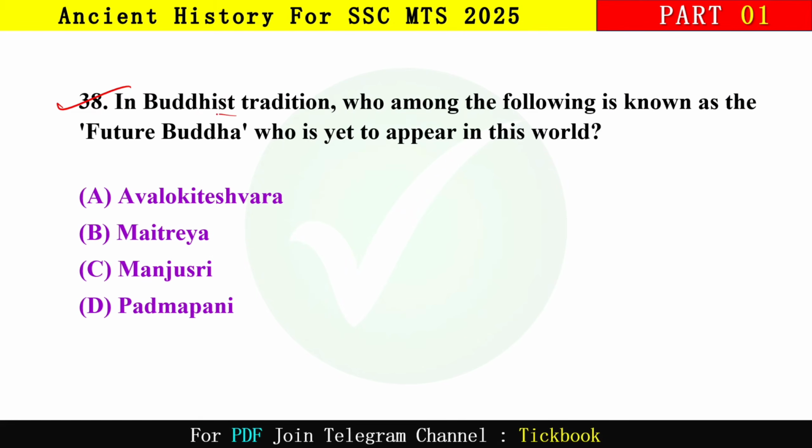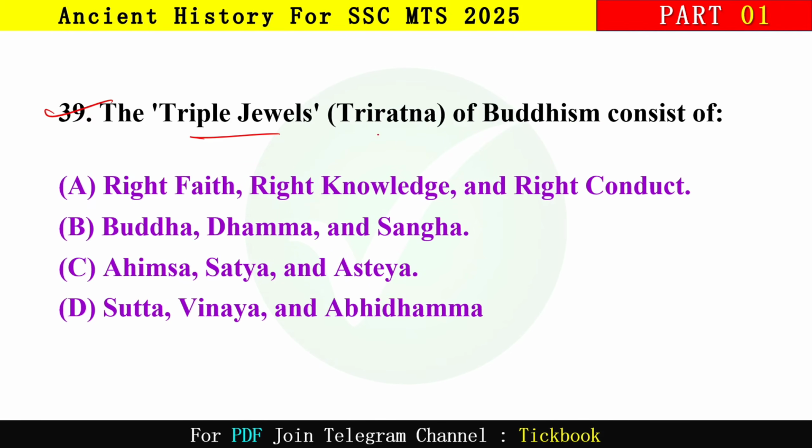38. In Buddhist tradition, who among the following is known as the future Buddha who is yet to appear in this world? Option number B, Maitreya. 39. The triple jewels, Three Ratnas of Buddhism, consist of option number B, Buddha, Dhamma and Sangha.